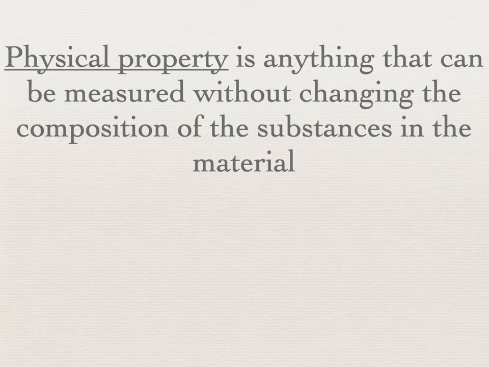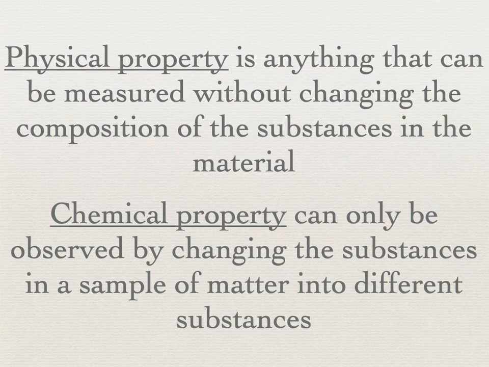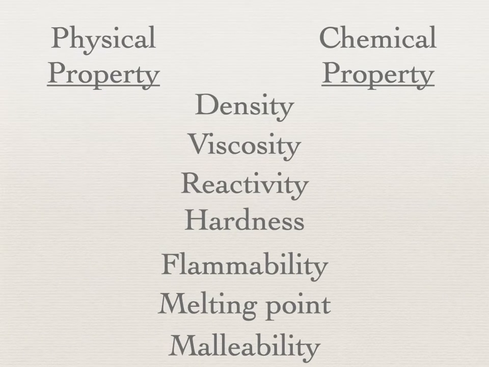You have to have the same chemical formula before and after a physical property is measured. A chemical property, on the other hand, is just the opposite. You can only observe a chemical property by changing the chemical nature of the substance. And so let's take a look at a list of properties here.